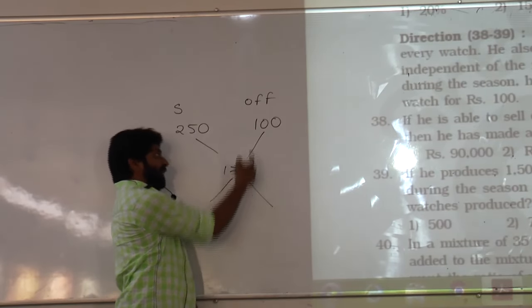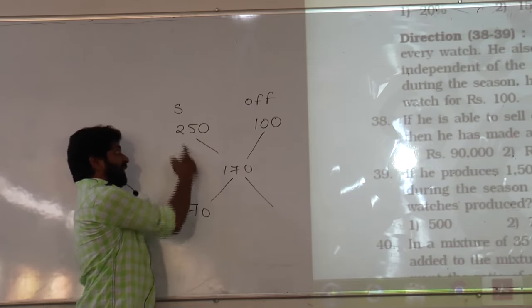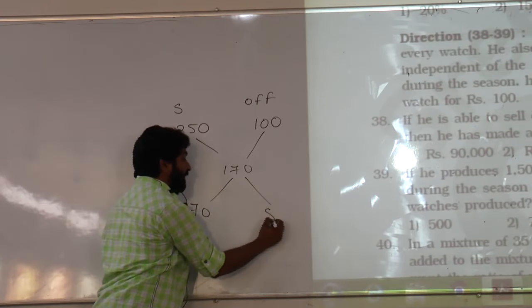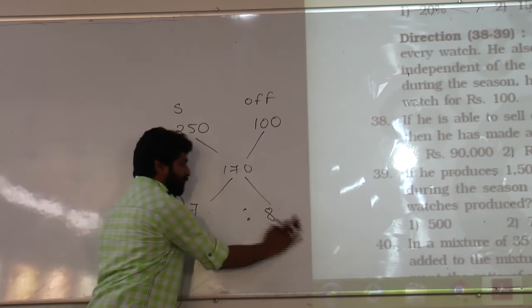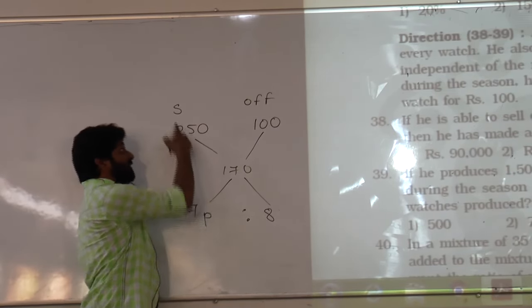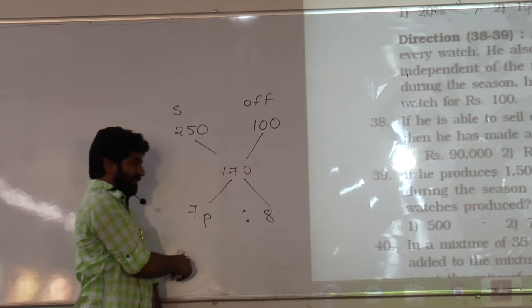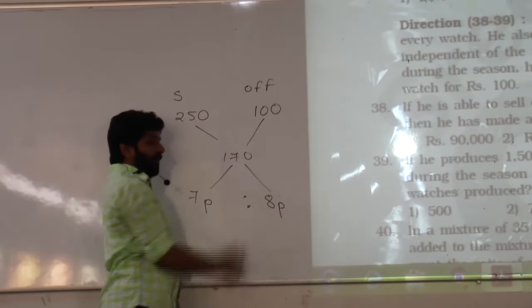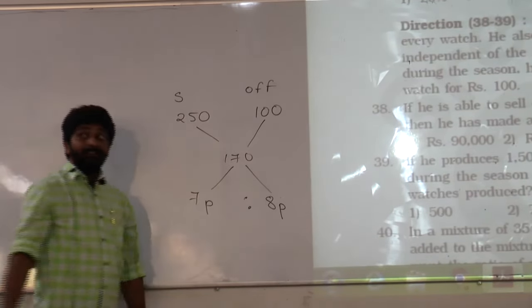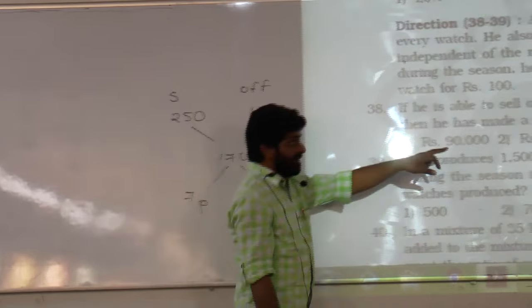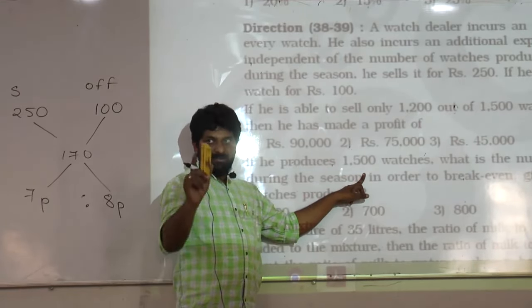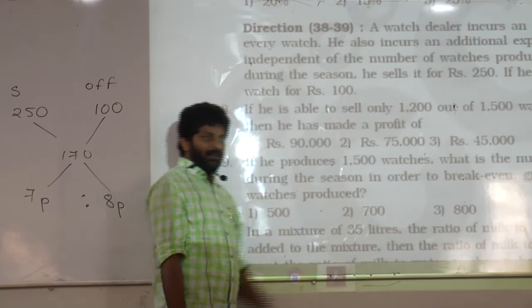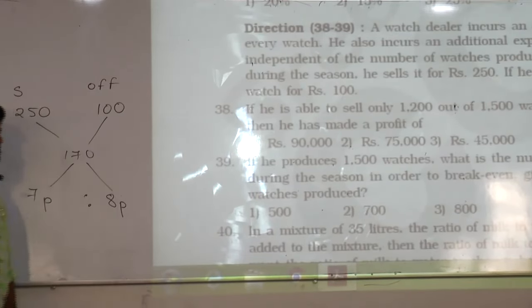20 rupees. So the total price becomes 150 plus 20, that becomes 170. Go for allegation here. How much is it? 70. And how much is it? 80. 70 is to 80, that is equal to 7 is to 8. So I'll write 7 parts during seasonal business and 8 parts during off season. Total number of parts 15 parts. Total number of watches 1500. 15 parts is equal to 1500, so 7 parts is equal to 700. You're asked about 700.